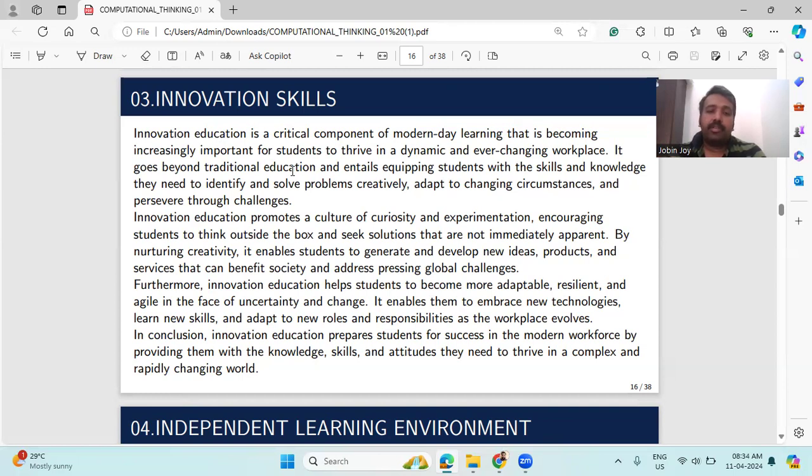Furthermore, innovation education helps students to become more adaptable, resilient, and agile in the face of uncertainty and change. It enables them to embrace new technologies, learn new skills, and adapt to new roles and responsibilities as the workplace evolves. In conclusion, innovation education prepares students for success in the modern workforce by providing them with the knowledge, skills, and attitudes they need to thrive in a complex and rapidly changing world.